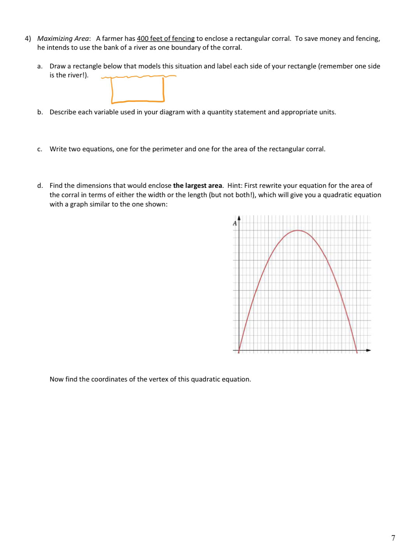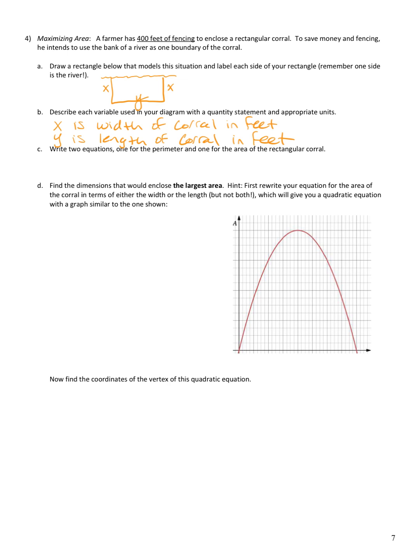Okay, so to label the sides, I don't know the exact dimensions of this corral, so we'll call this one X, and the side opposite is also X because this is a rectangle, and then the third side we'll call Y. Okay, and I want to describe each of the variables. So X is the width of the corral in feet, and Y is the length of the corral, also in feet.